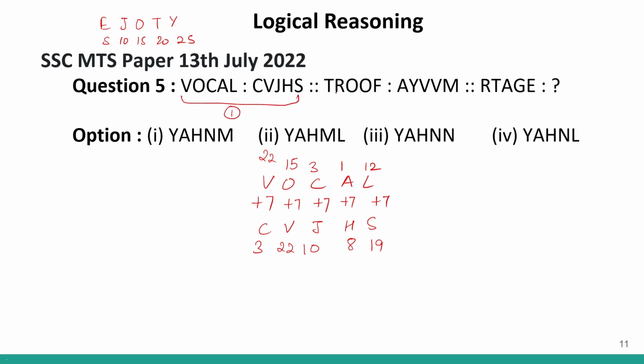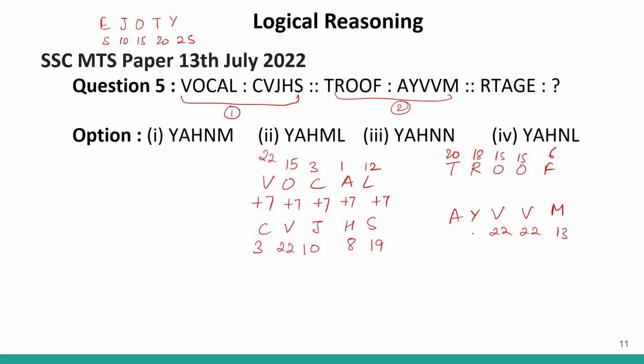Now we'll check for pair number 2 as well. So if I check for pair number 2, true, and this is the code. If I give them forward ranks, this is 20, this is 18, this is 15, this is 6. Similarly, this is 13, this is 22.